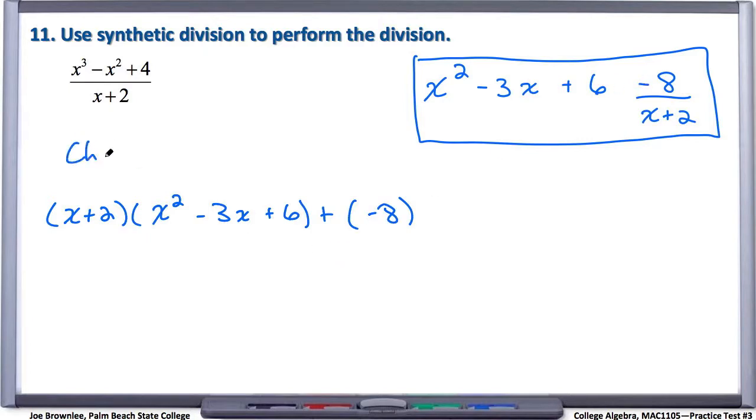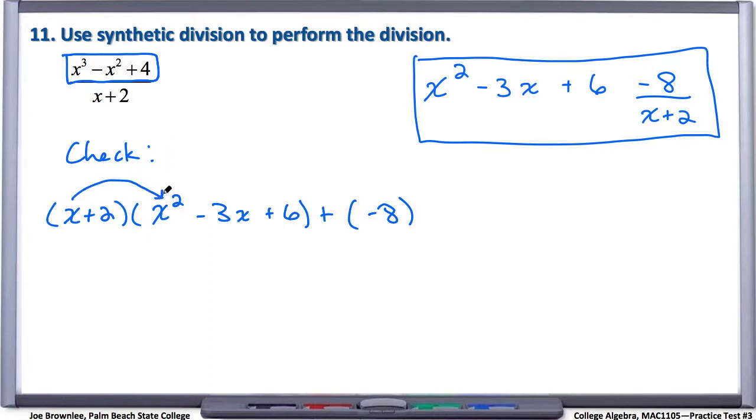All right, so again, this is how we check ourselves. And what we're going to do is perform this multiplication and then this addition, and if we did everything correctly, we should get back to what we started with in our dividend. So let's see if that's in fact what happens.